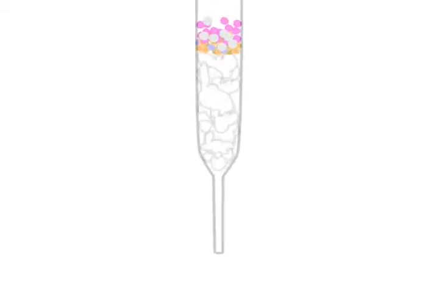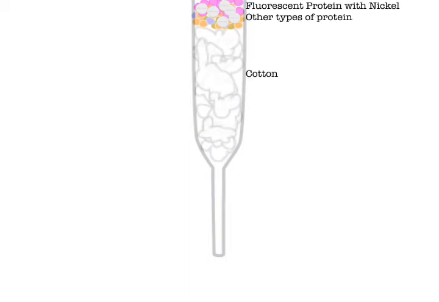Column chromatography is the next step. Chromatography is the process in which solutions are separated using different techniques. In this lab, we will use cotton to separate the proteins from the fluorescent proteins. Cotton separates things by size, so nickel beads are filtered from the proteins, and we are left with fluorescent proteins attached to the nickel beads on top of the cotton.